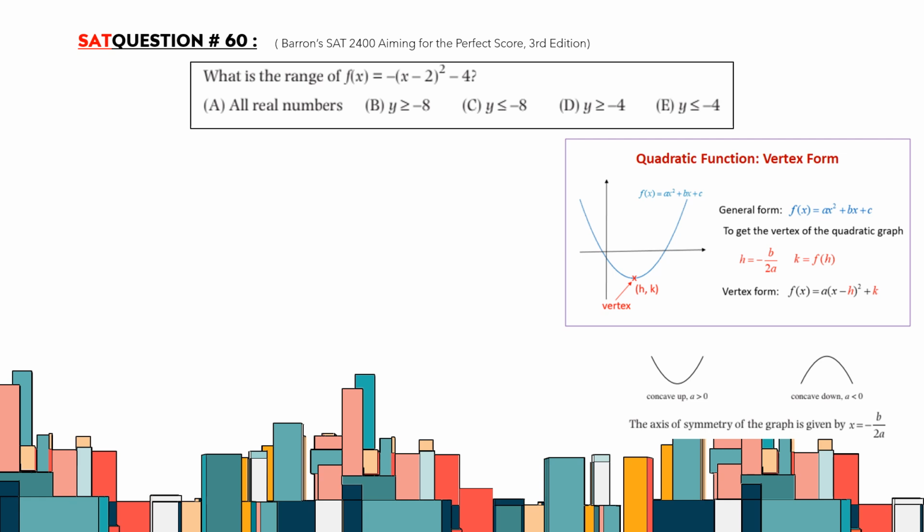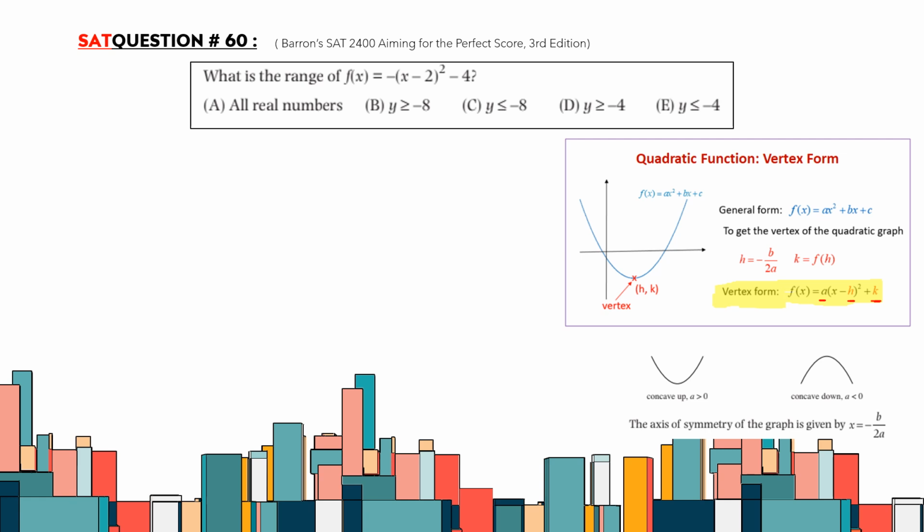What is the range of f(x) = -(x - 2)^2 - 4? As we know, this is the vertex form of quadratic equations. So here is the formula. We have to figure out what is the value of a, what is the value of h, and what is the value of k, and why we need them.